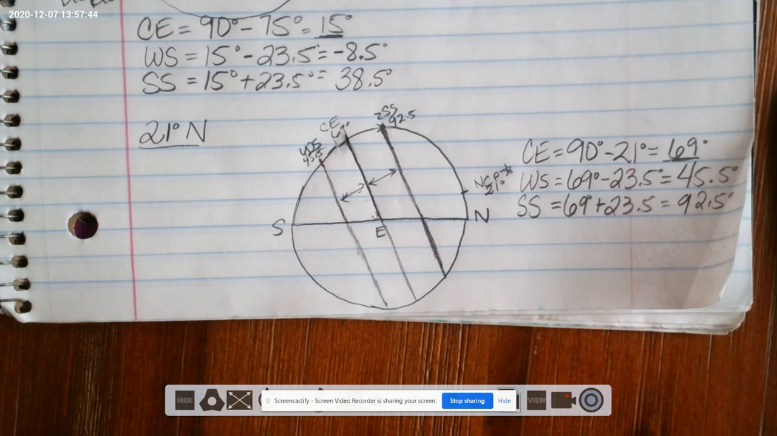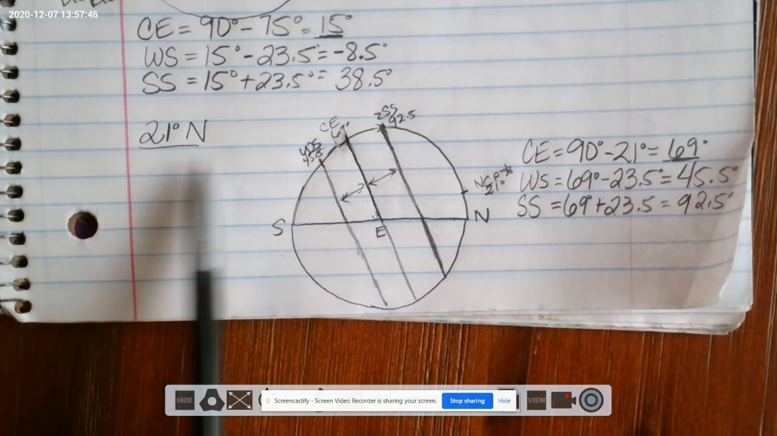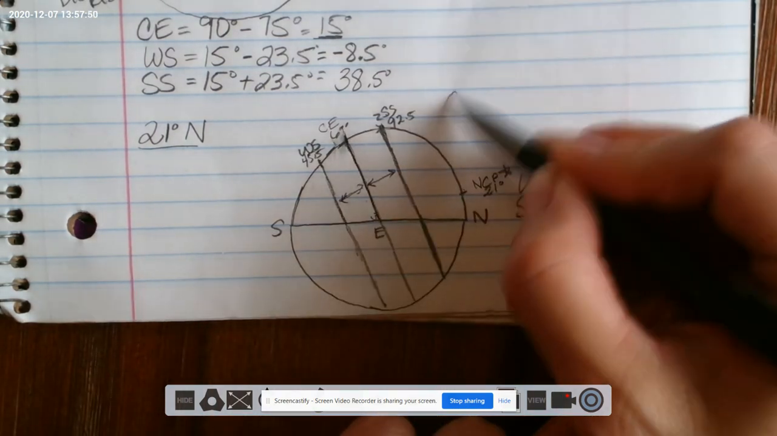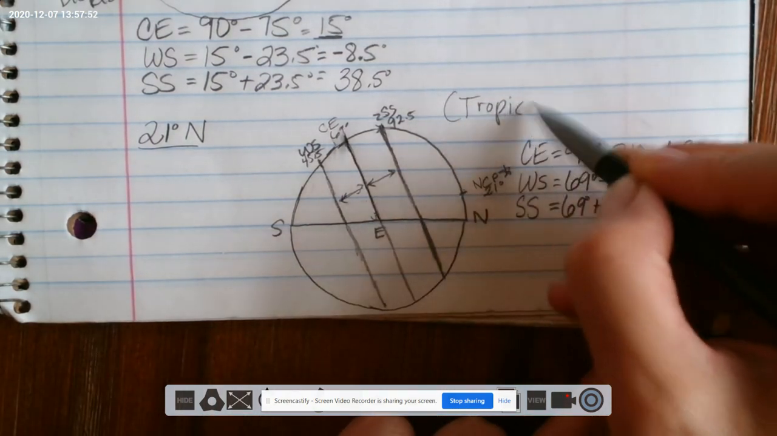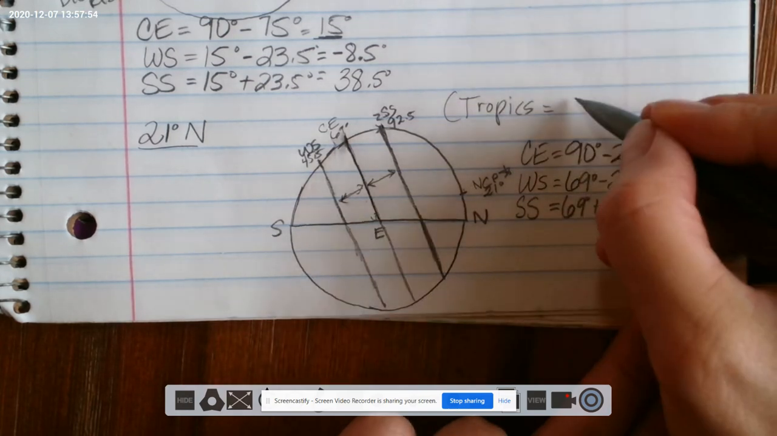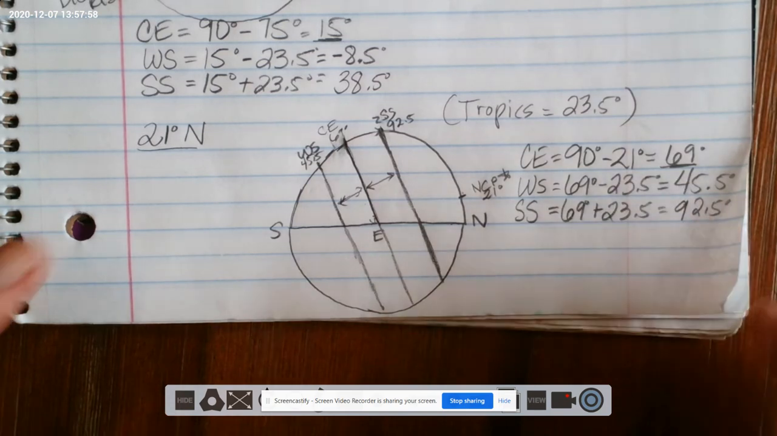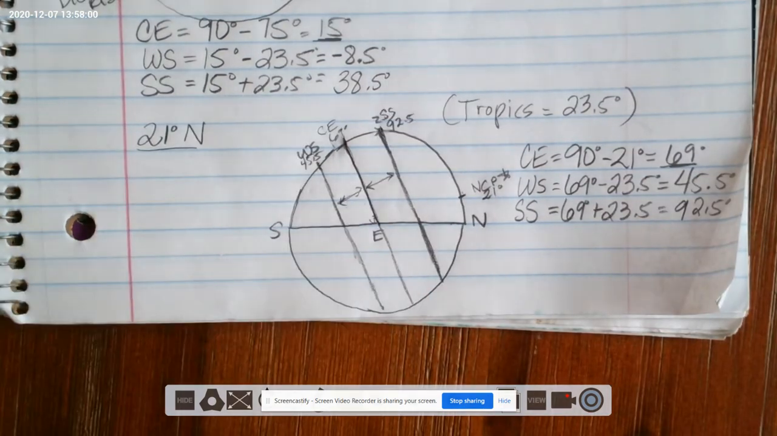All right, so that was one that's above the Tropic of Cancer. So, and I'm going to just remind you guys, the tropics equal 23.5 degrees. So the Arctic is the 66.5, the tropics are the 23.5. All right, so I am done with that, and hopefully that will help with your worksheet.